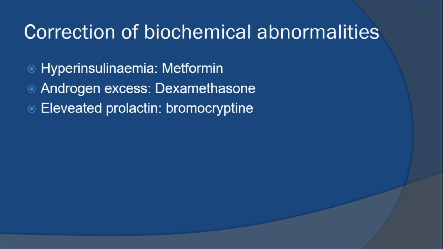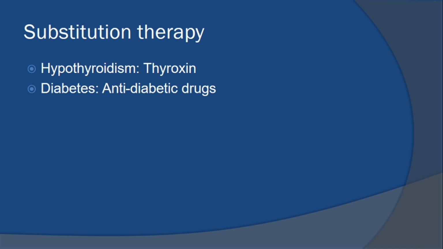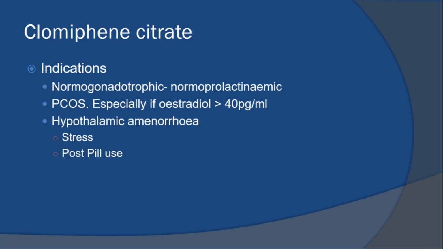So for somebody that is having PCOS, you can use metformin because it brings down the hyperinsulinemia such that ovulation can now resume. If you have androgen excess, dexamethasone can also be added. When you have elevated prolactin, bromocriptine or cabergoline can be used. When you have hypothyroidism, thyroxine can be used. And if somebody is diabetic, antidiabetic drugs can also be used.